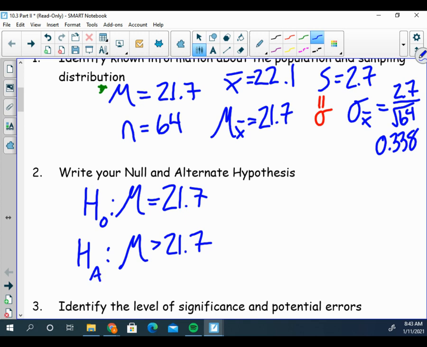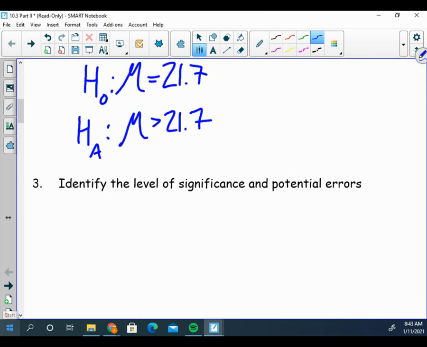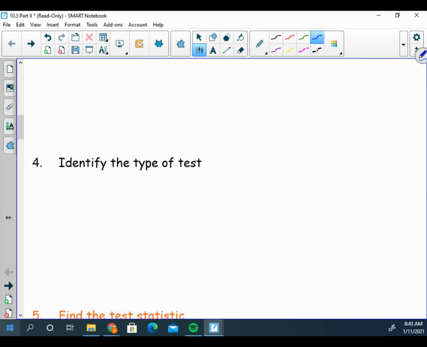Again, this part should not be new to you at all. You should be experts at this point. Level of significance. We said we're specifically going to look at 0.01. Again, I'm not going to spend the time looking at errors right now. Type of test, again, because of the alternate hypothesis being a greater than, we want to see if that average age has increased. We're looking at a right-tailed test.